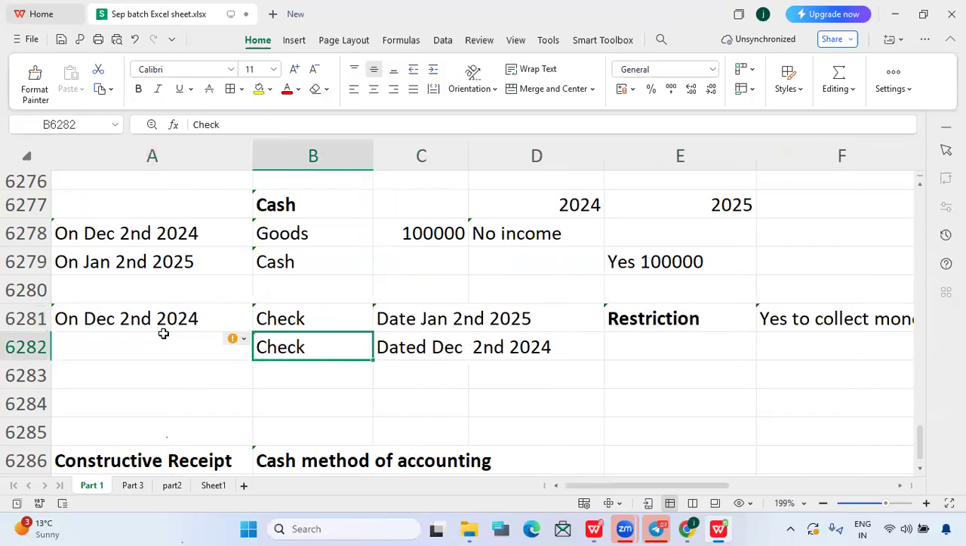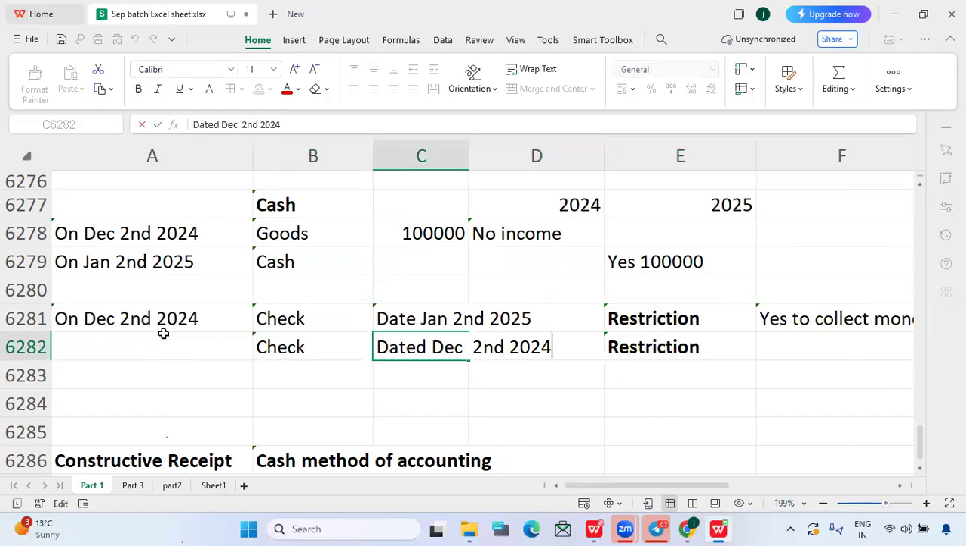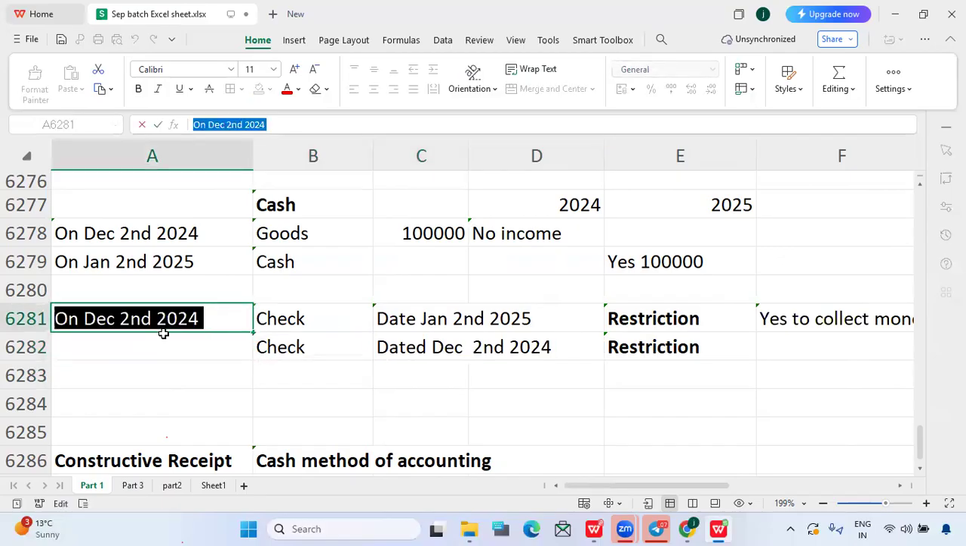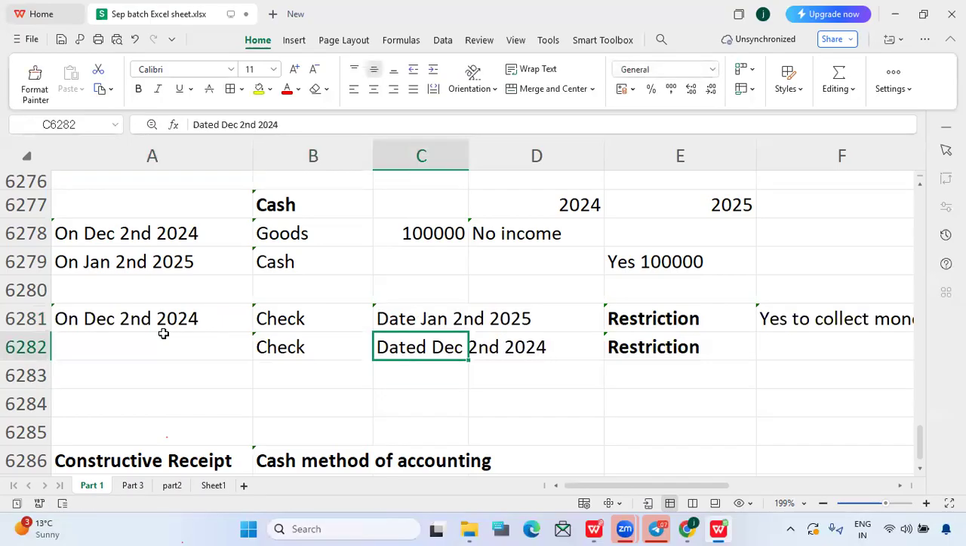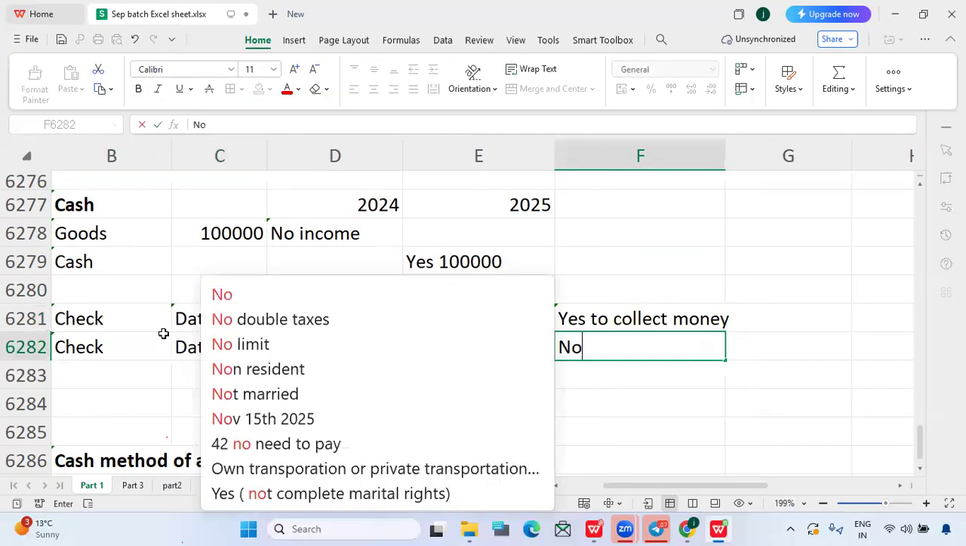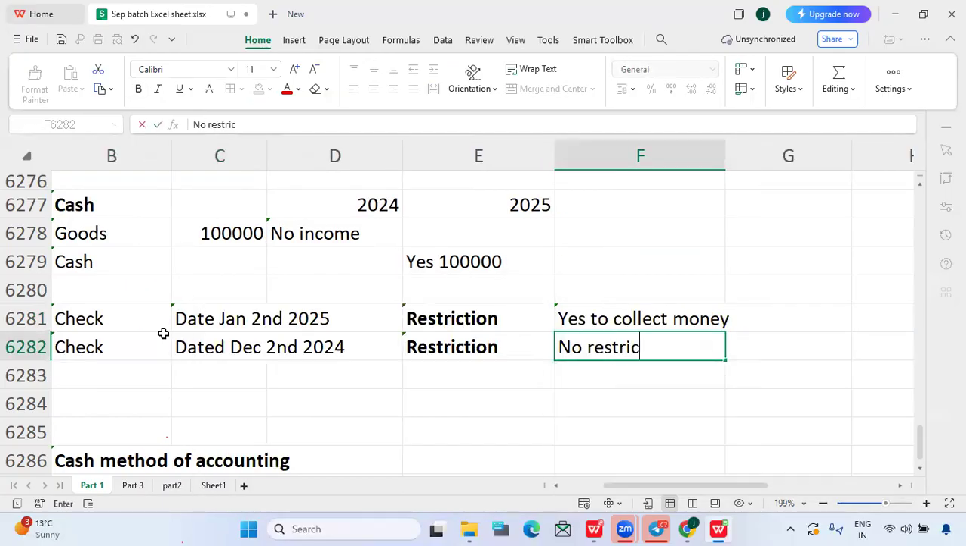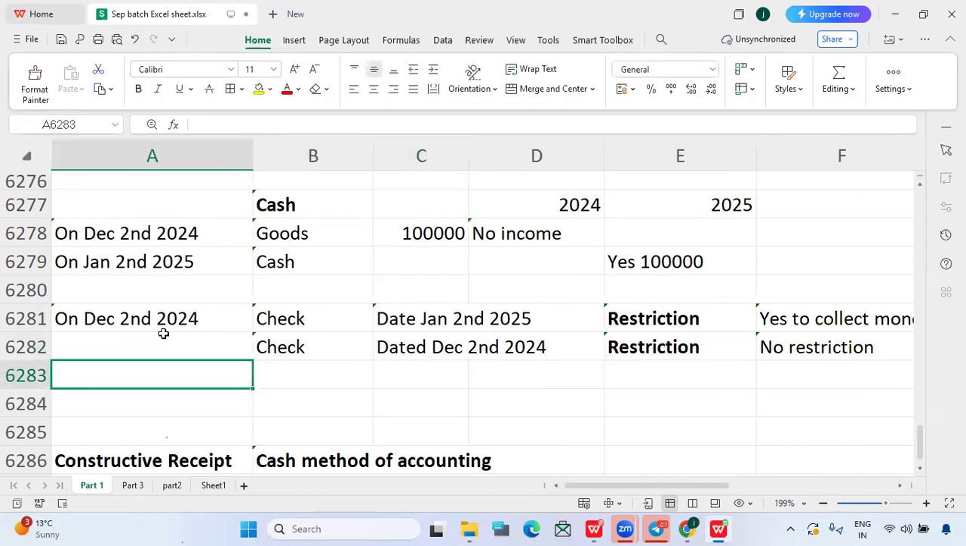But in the below case, do we have any restrictions, guys, to collect the money? Can I collect on December 2nd itself? Yes, I can collect on December 2nd itself. I sold the goods on December 2nd, and I got the check on December 2nd, dated also December 2nd. Okay, guys, getting the difference? So do we have any restrictions? No restrictions here. Guys, yes or no?